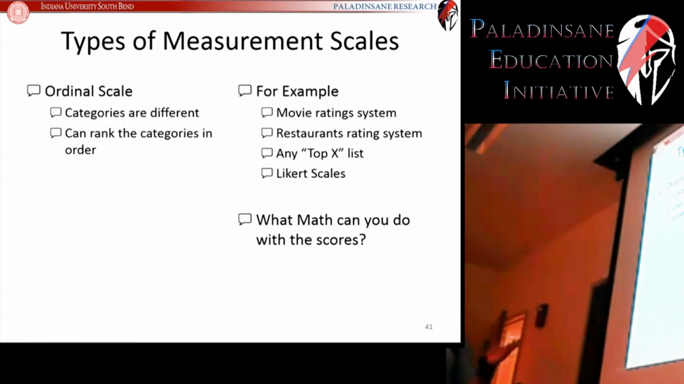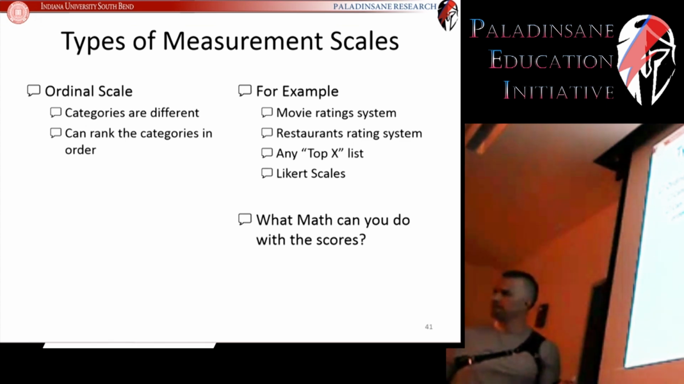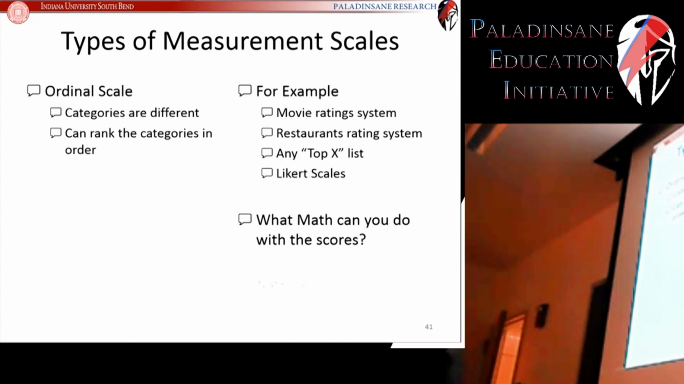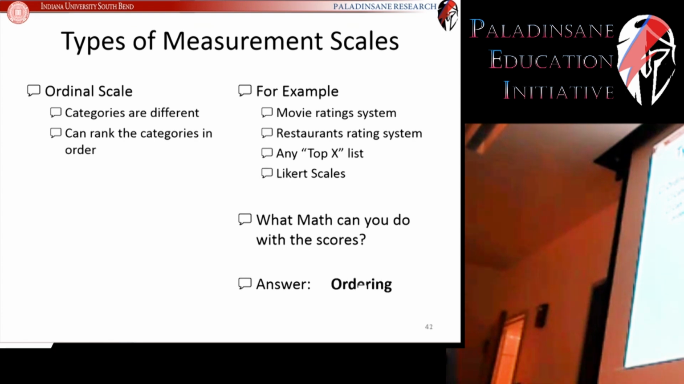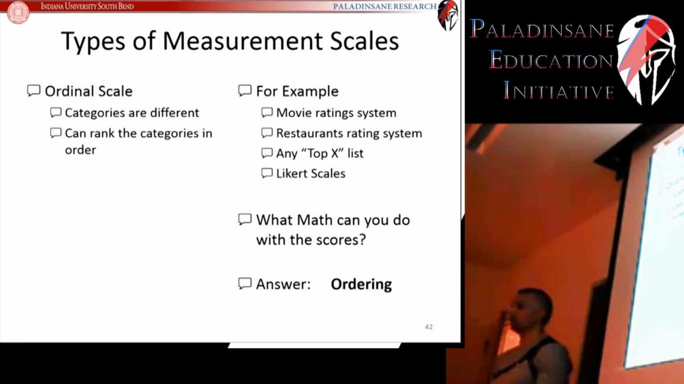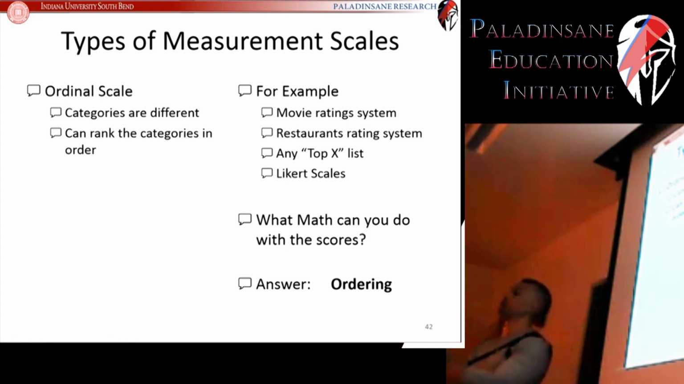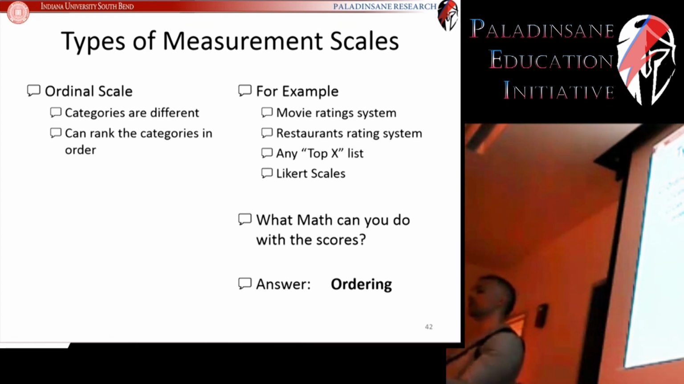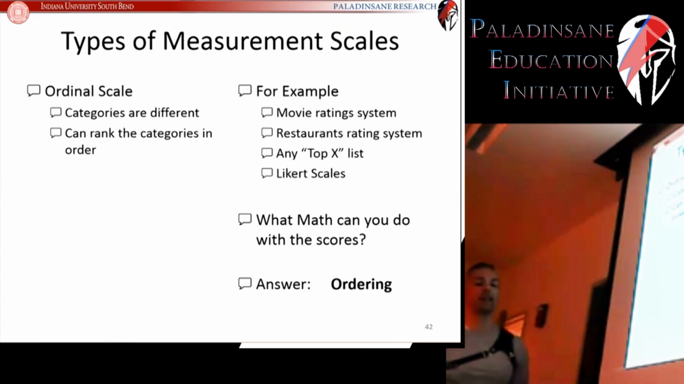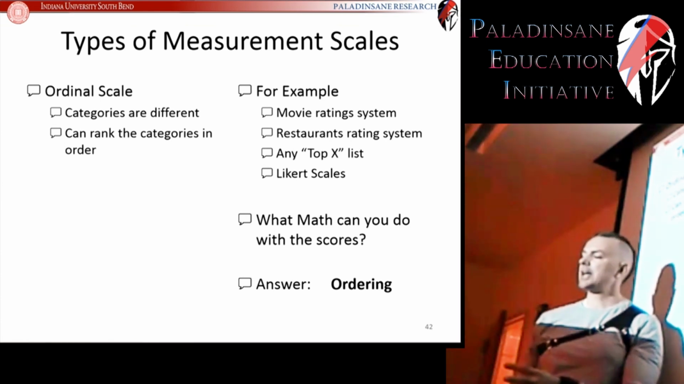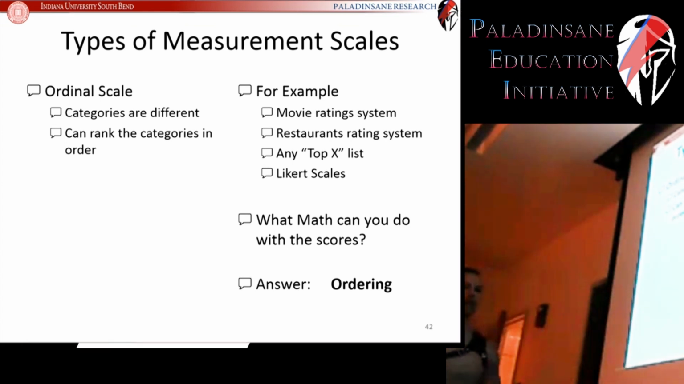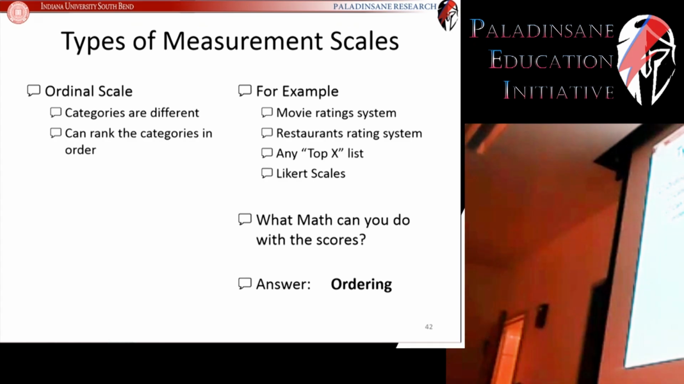All right, any questions on ordinal scale? Okay, so what kind of math can you do with these scores? The answer is you can order them. So you can do the mathematics of putting them in order, right? Saying that this one comes before this one, this score is greater than this score, or less than this score, and that's it. That's all you can do. Can't take averages, can't add them all up, not allowed.